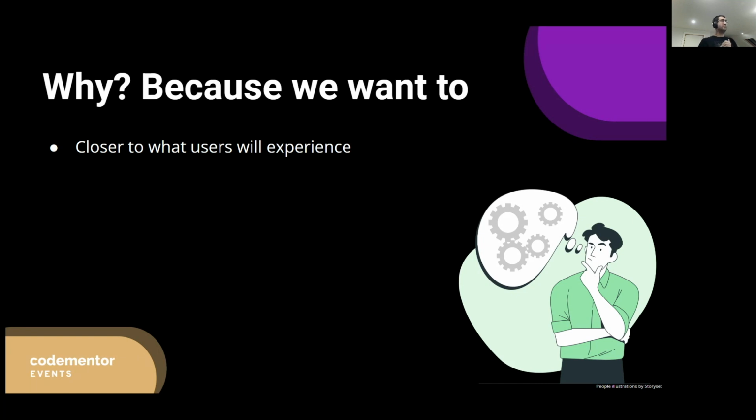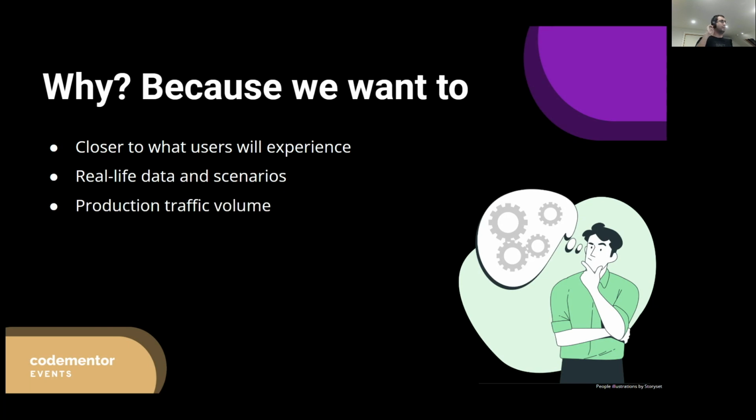Okay, yeah. So sometimes we want to test in production, so it's closer to what users will experience. We have real life data, real life scenarios, and that may make things easier to test. We have production volume, production traffic. For some things we don't need it, but sometimes that's very handy. Let's say, for example, you are testing a new API and you want to see if it holds the scale of production. And it gives us a shorter release cycle.